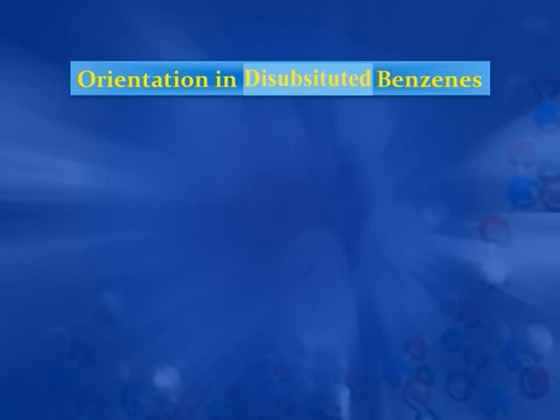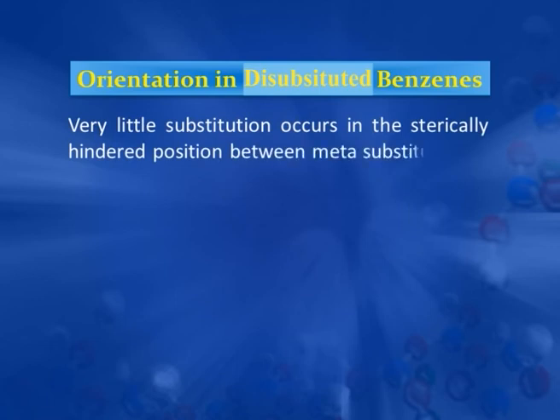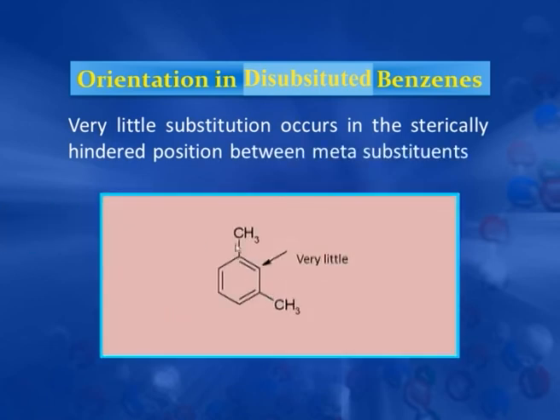Now, the last case: very little substitution occurs at the sterically hindered position between meta substituents. So, these two methyl groups are present, and this position is ortho to both of these methyl groups. Because both are ortho and para directors, the incoming group can enter this position also, but as this position is in between these two groups, it is sterically hindered. So, the attack will take place mainly on this position and this position, and this isomer will be of a lower percentage.